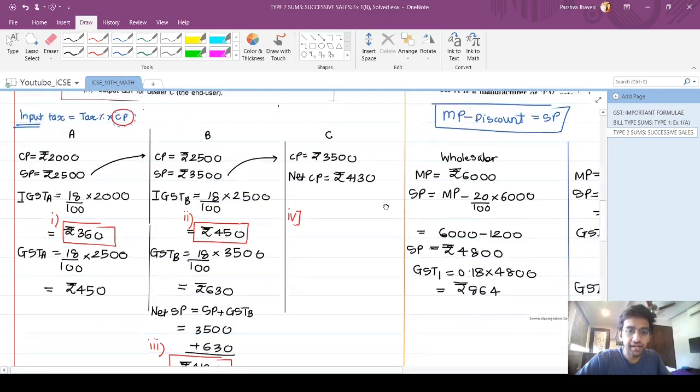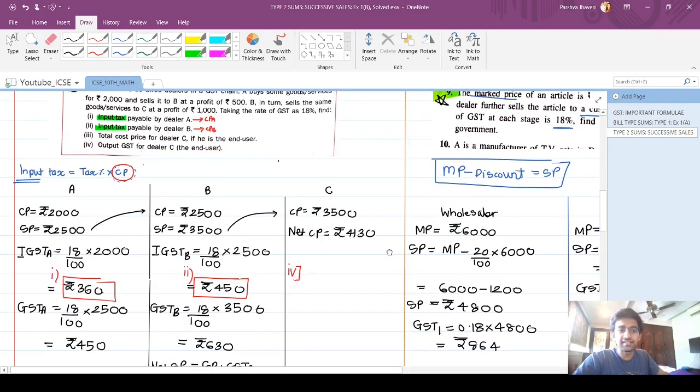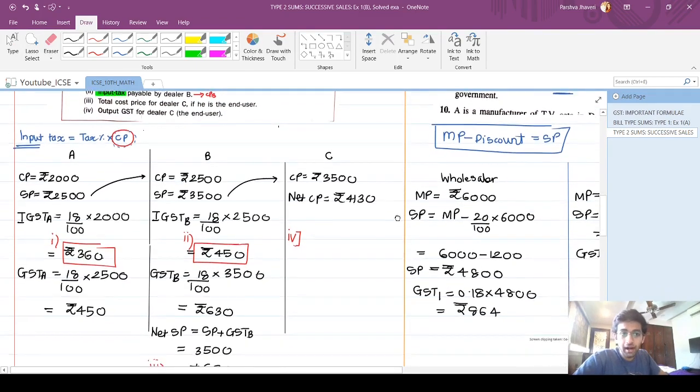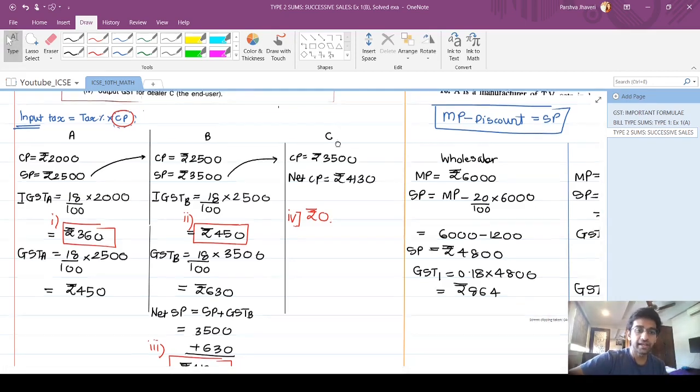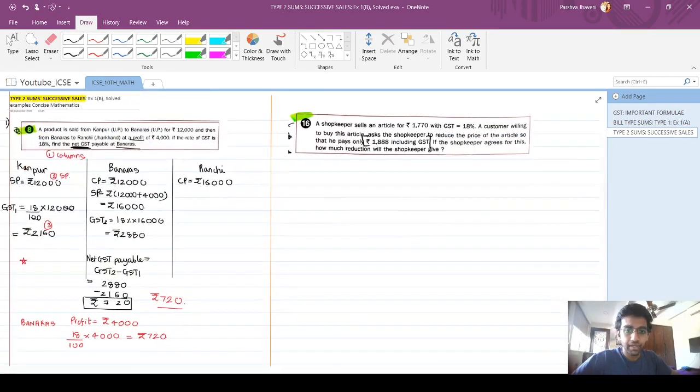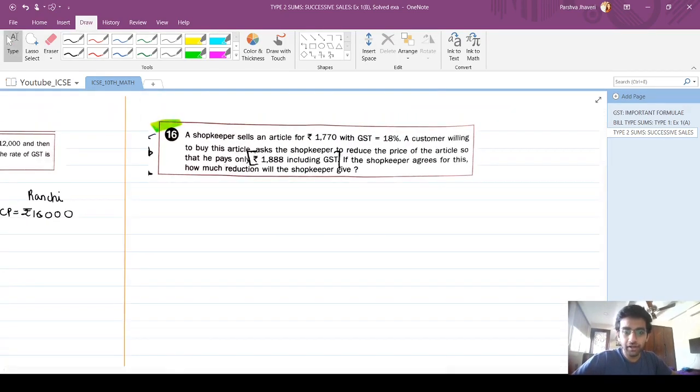And lastly, the fourth sub question is a tricky sub question because it's output GST for dealer C. Now remember, output GST is nothing but your normal GST, and GST is calculated on your selling price. But C has not sold it to anyone, so your output GST for C will be nothing but rupees 0. This is how the column method will help you solve such sums by removing all the data very simply. Let's look at another important type of question.